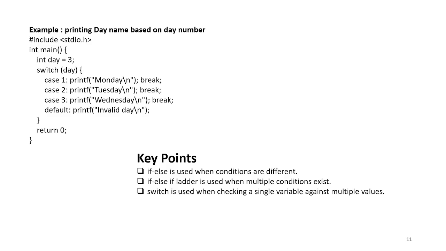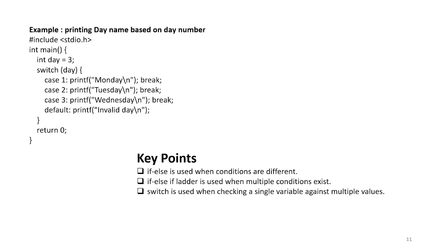So what are the key points? If else is used when conditions are different. If else if ladder is used when multiple conditions we have to check. I have discussed it. Switch is used when checking a single variable against multiple values.